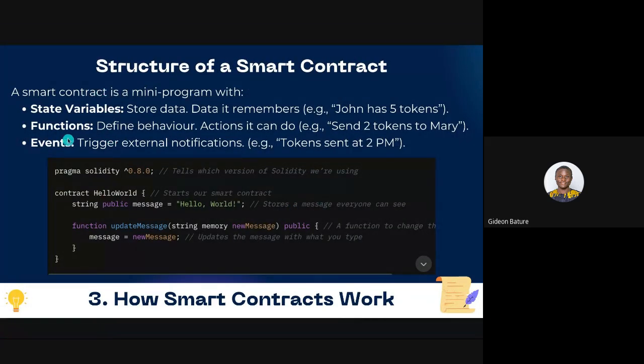So what you should watch out for in a smart contract is, number one, state variables. These state variables are what store data. And why do they store data? They store data because data has to be remembered. Two, functions. What do these functions do? They define behavior. They carry out actions. And then finally, events. What do events do? Events help you to get information about the blockchain outside of the blockchain.